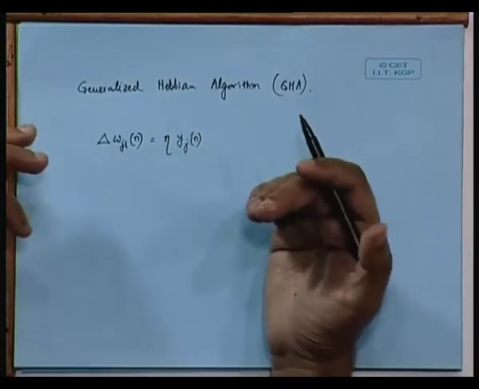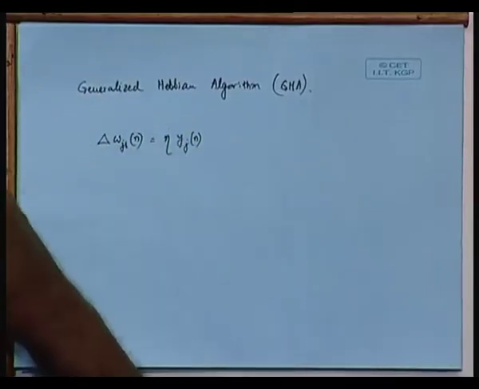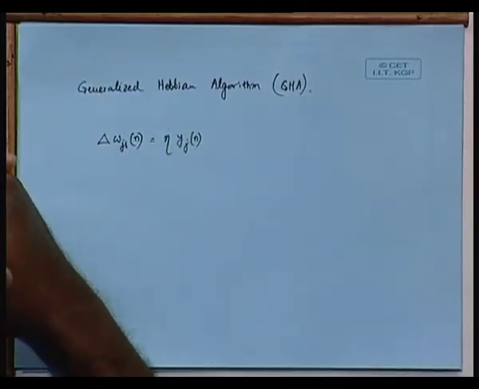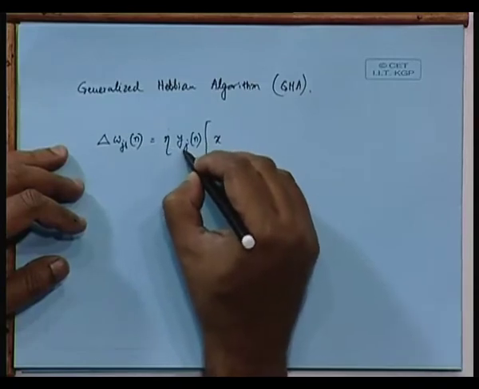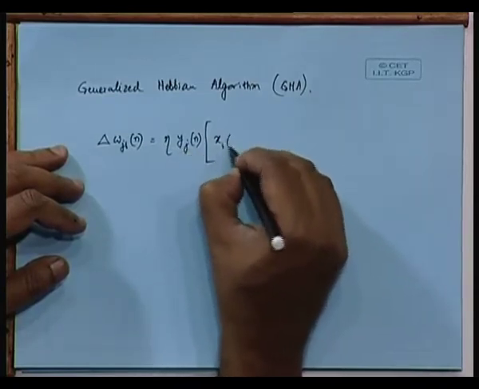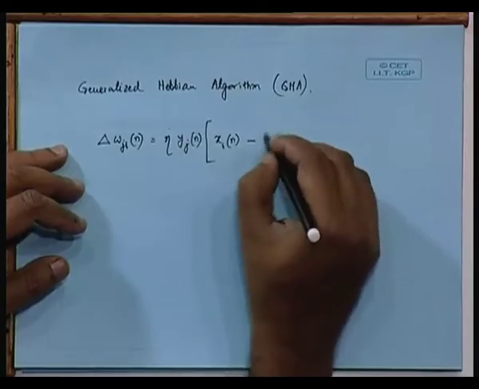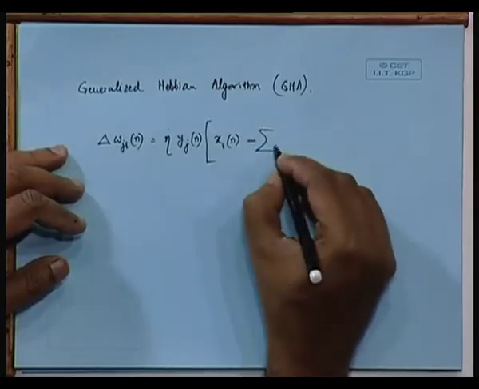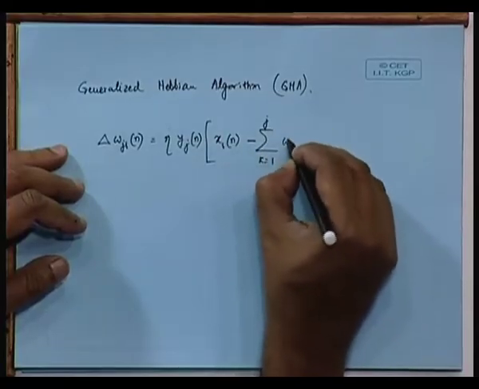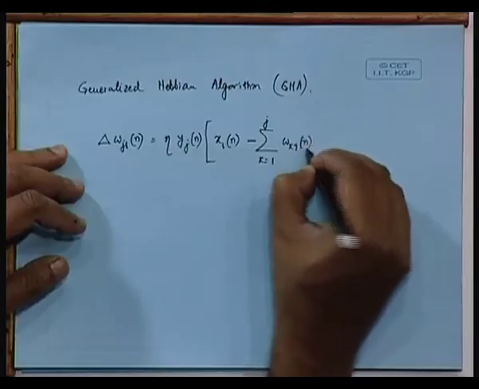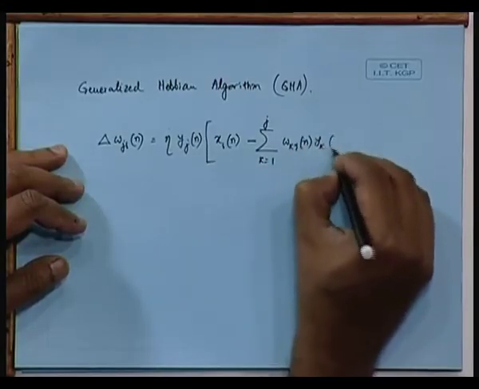Had it been a single neuron, we would have considered eta yj(n) xi(n). But according to the generalized form of Hebbian learning, this is not exactly xi(n). We have to write it as eta yj(n) xi(n), but from this we subtract a term given by the summation for k equal to 1 to j of wki(n) yk(n).